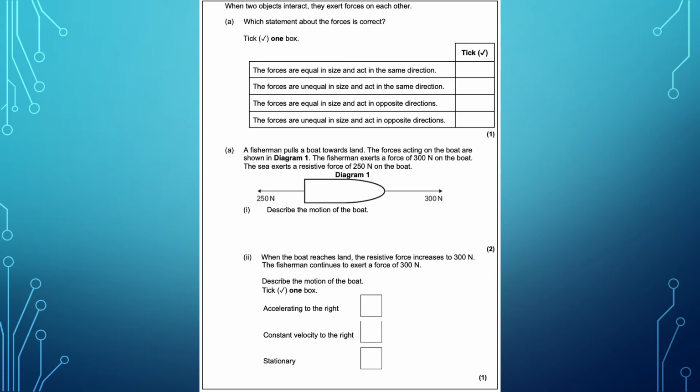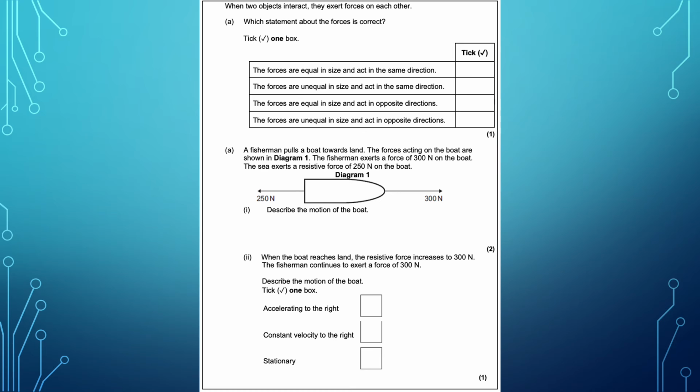Alright, so hopefully you're able to see the screen. I know it's a little bit small, but if you have the PDF file next to you, you should be able to see the questions quite clearly. But I'll read it out for you if you can't see. So at the very top: when two objects interact, they exert forces on each other. This is actually quite nice because they tell you Newton's third law right there. For every action, there is a reaction. Which of the statements about the force is correct?